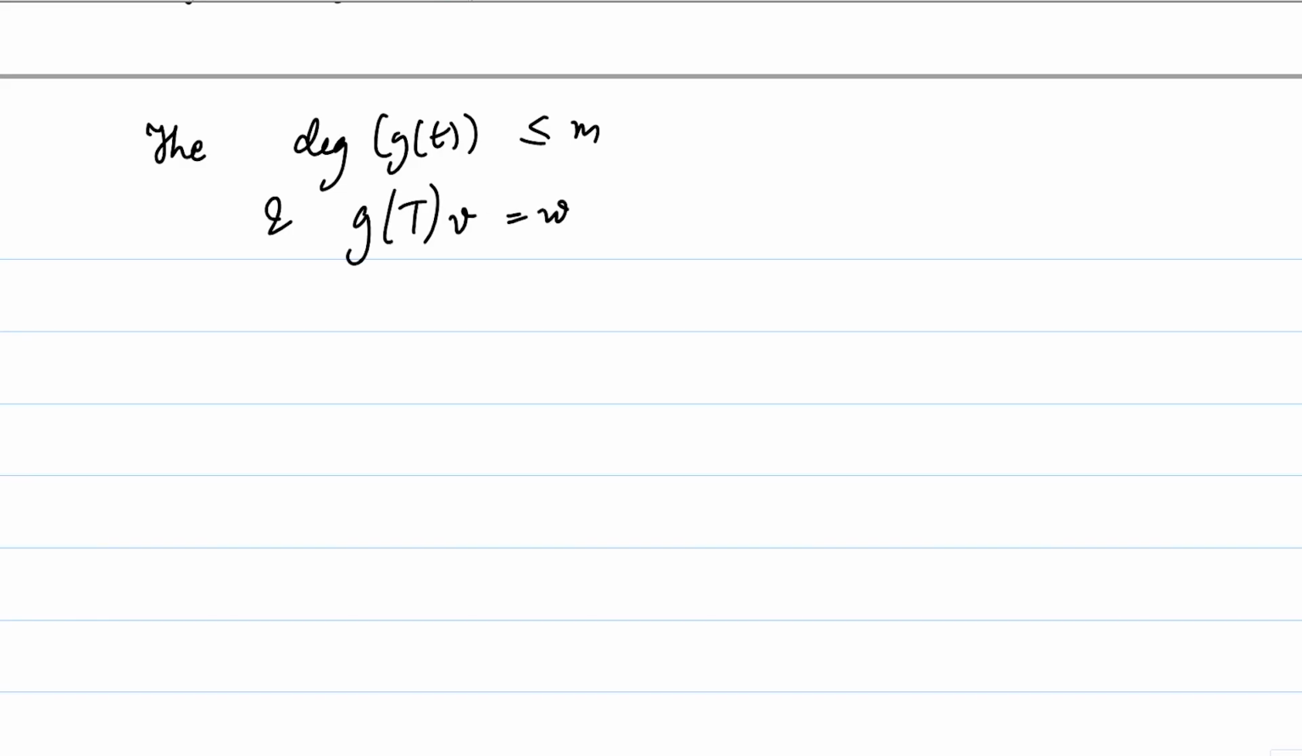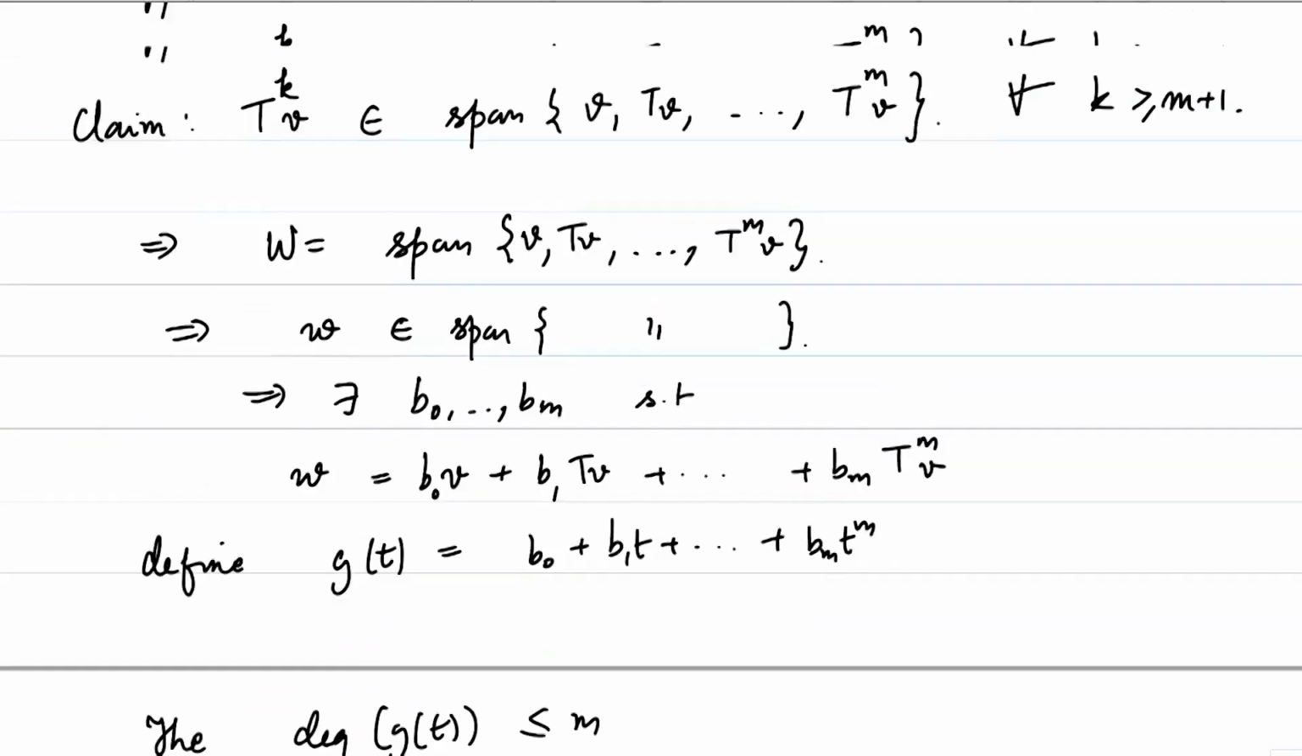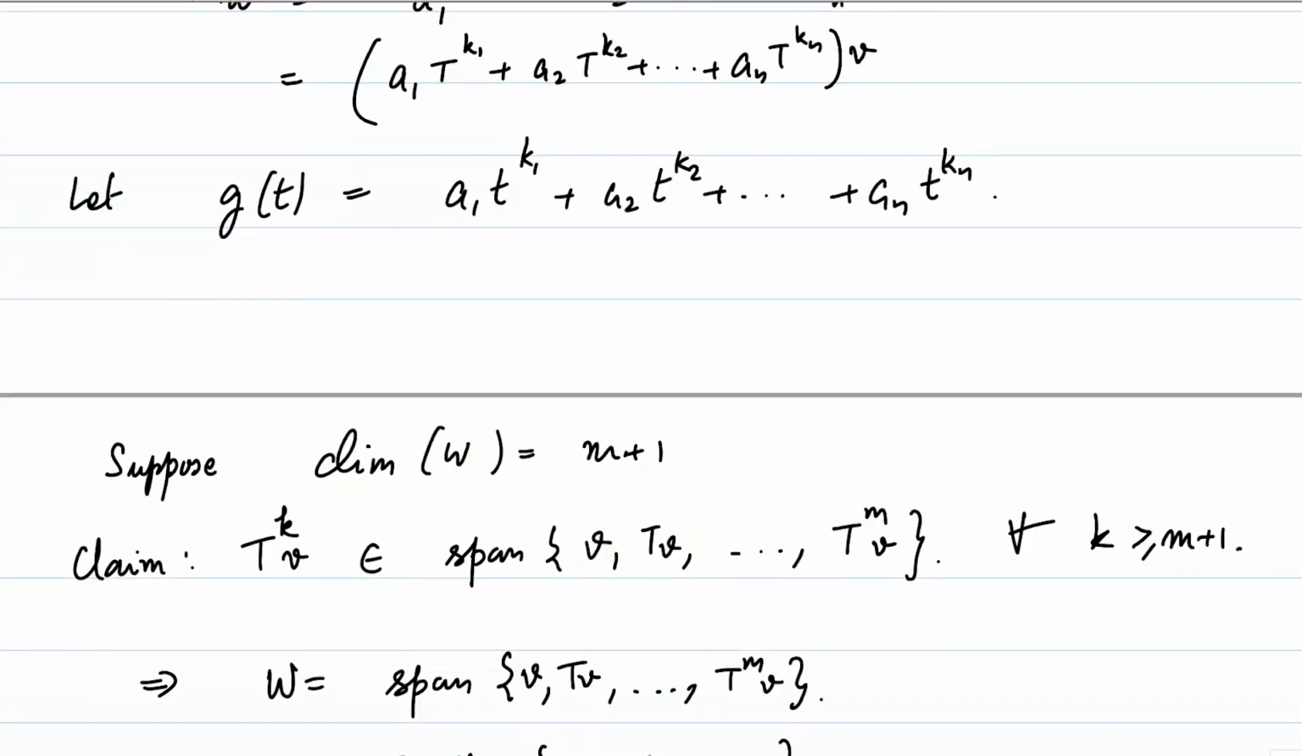Then clearly g of t has degree less than or equal to m, and g of T applied to v is equal to w. So if W is finite dimensional, we can even pick g to satisfy some nice properties.